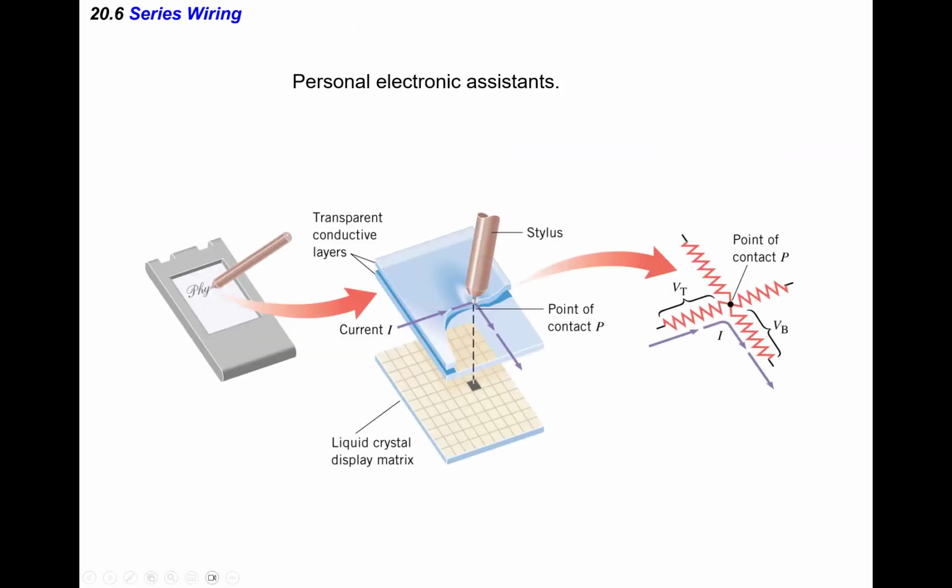And we have those personal electronic assistants. You can use the styrofoam to hit this writing pad. The device knows where you hit the pad because the resistance will be different. So you are creating a point of contact, and the total resistance connected to the crystal display will be different. And then we know which point you are actually in contact with.